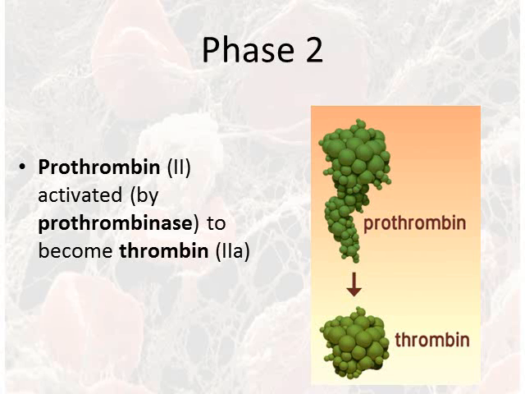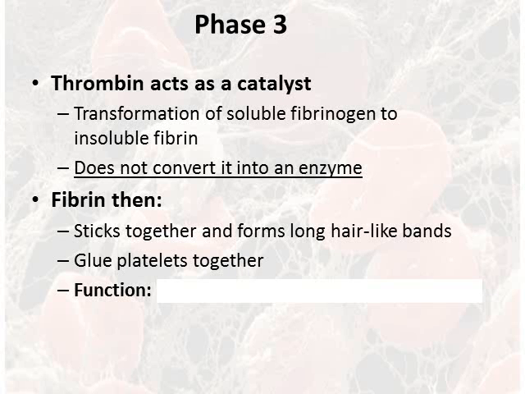Okay, in phase two, really all we're doing is taking that prothrombinase we made in phase one and making it turn prothrombin into thrombin. So prothrombin activator is right here, prothrombinase is right here, causing prothrombin to be turned into thrombin. So the goal of phase 2 is to make thrombin.